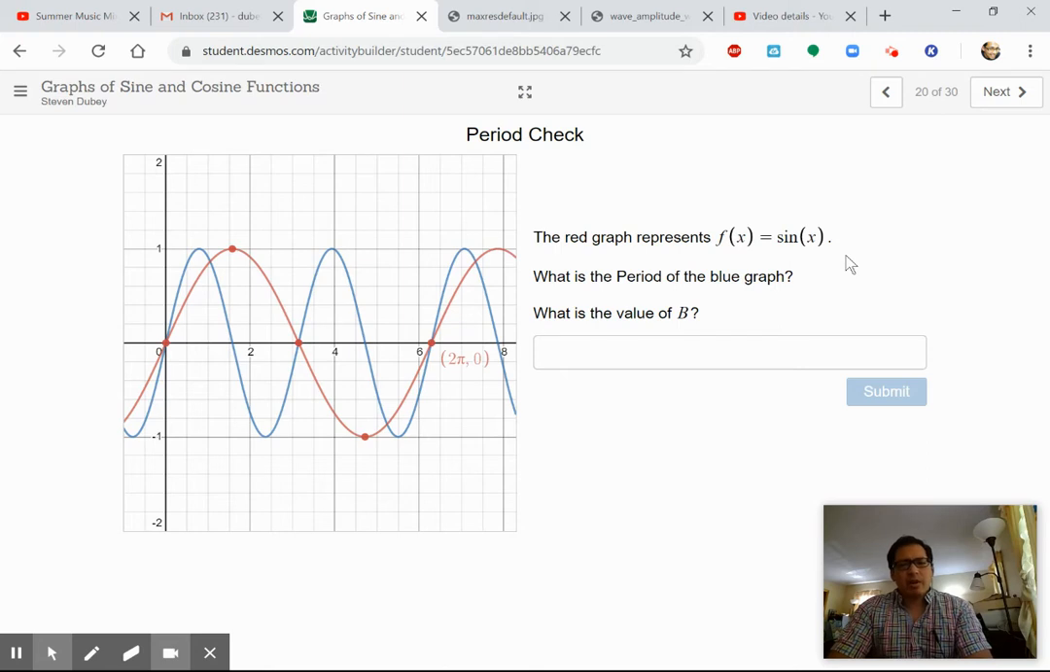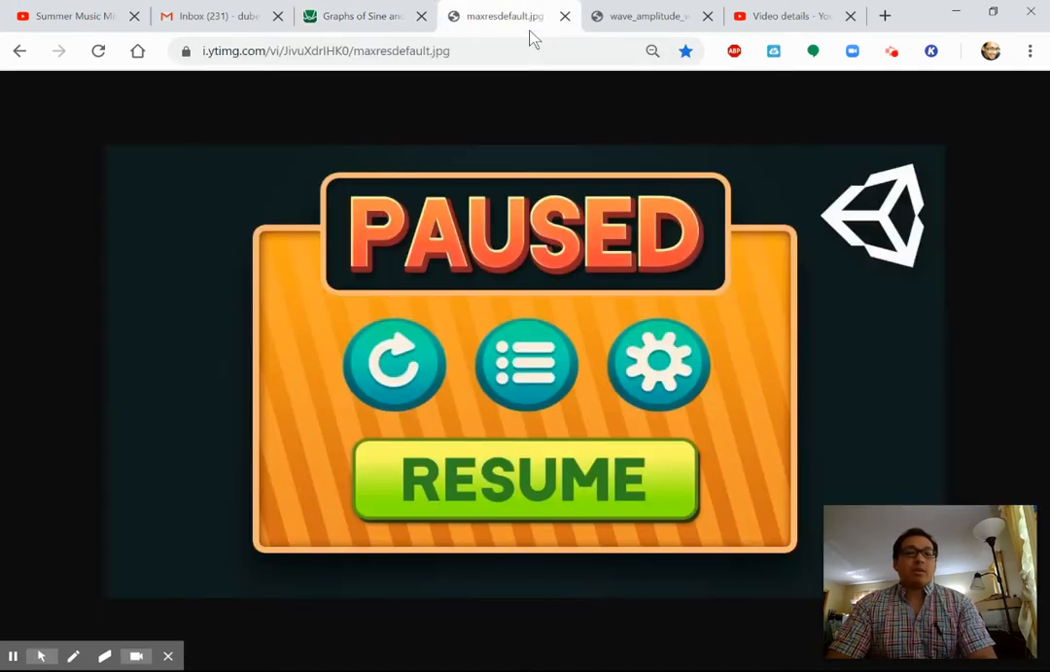Period is the trickiest part of these transformations, I think. So here's a graph. In red is the normal sine function from 0 to 2 pi. And then in blue there's a transformed sine function. See if you can figure out what the period of the blue graph is and what the value of b is.